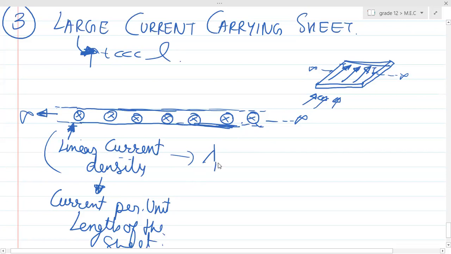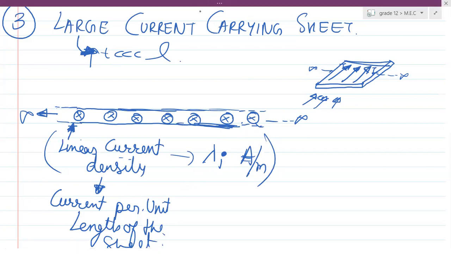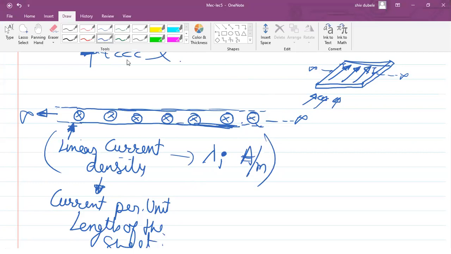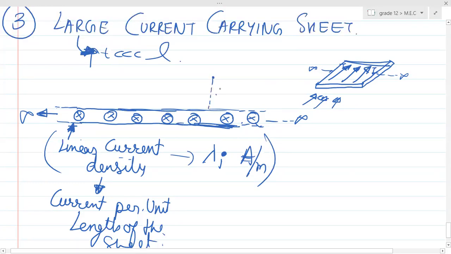Lambda I. Can you see I'm giving you this name, lambda I? Lambda I is basically current per unit length. Is this clear, guys? Now what do we want to do? We want to find out the magnetic field at a perpendicular distance r away from the sheet. I want to find out the magnetic induction at this point. According to you, can you tell me what will be the direction? Everyone can tell me the direction, right?